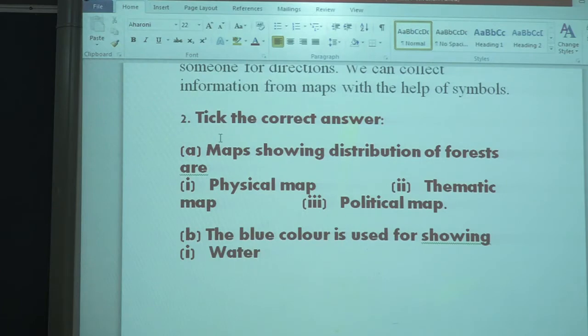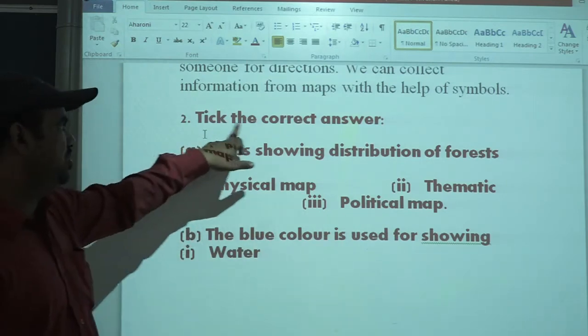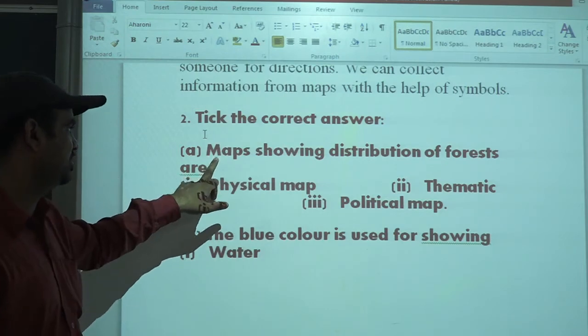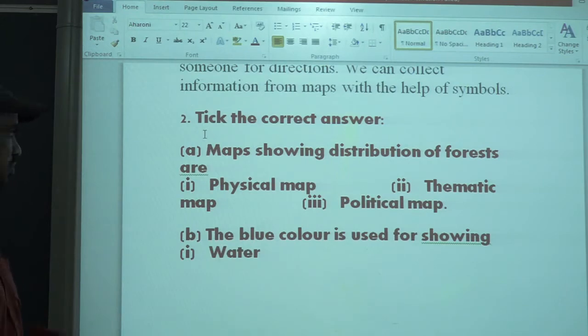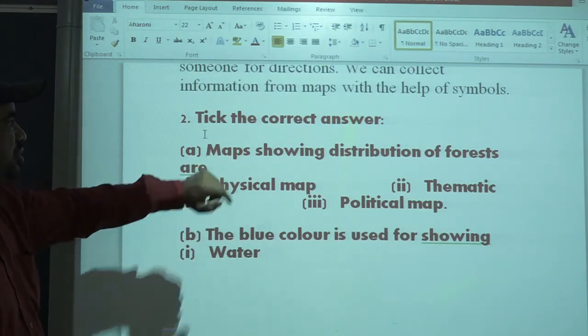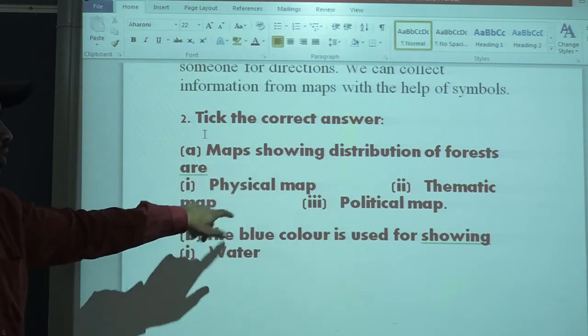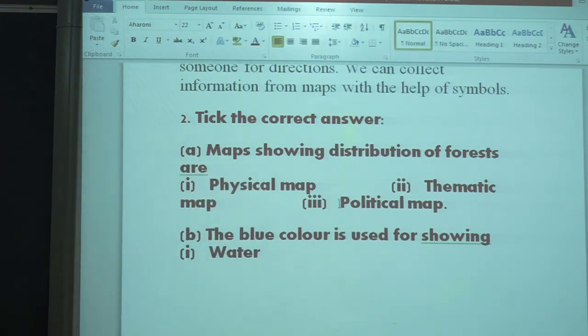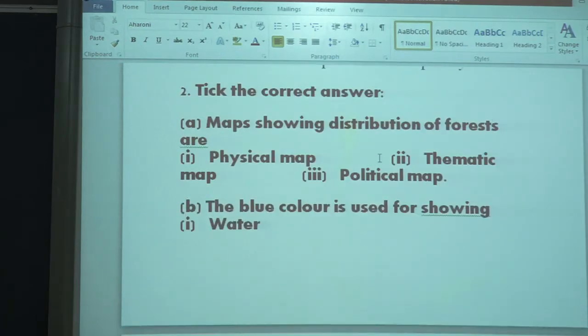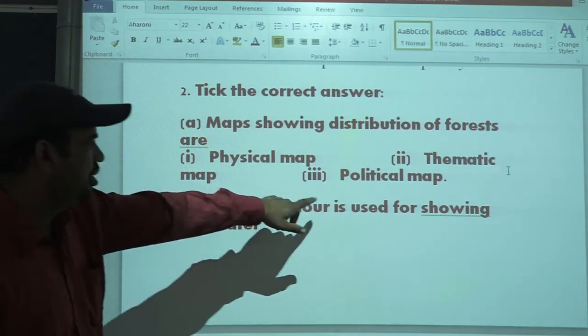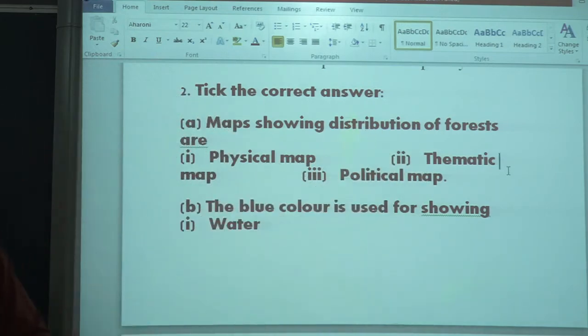Next question is tick the correct answer. There are options given, you have to tick the correct answer. First question is map showing distribution of forest area. Which map will be showing the distribution of forest? Physical map, thematic map or political map? You guess the answer. The answer is the second one. Thematic map is the answer, because they are based on a particular theme. This theme is the forest.